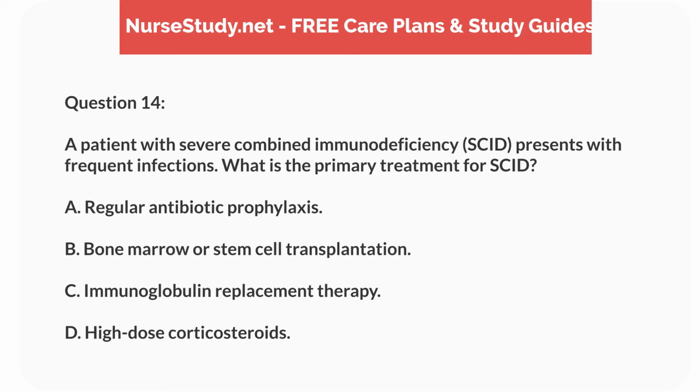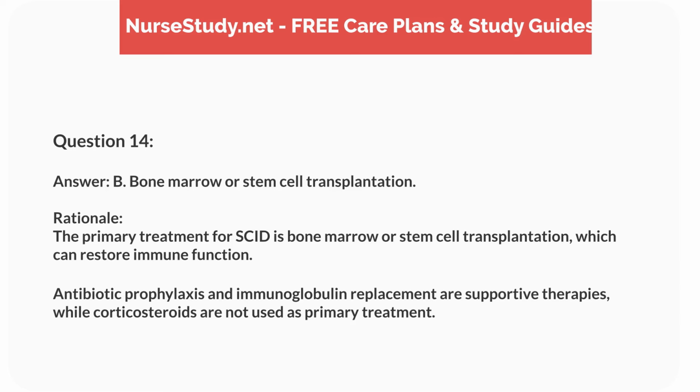Question 14. A patient with severe combined immunodeficiency, SCID, presents with frequent infections. What is the primary treatment for SCID? A. Regular antibiotic prophylaxis. B. Bone marrow or stem cell transplantation. C. Immunoglobulin replacement therapy. D. High-dose corticosteroids. Answer. B. Bone marrow or stem cell transplantation.